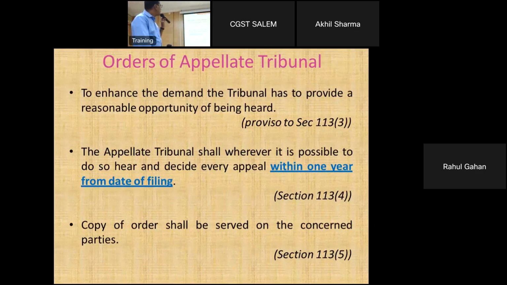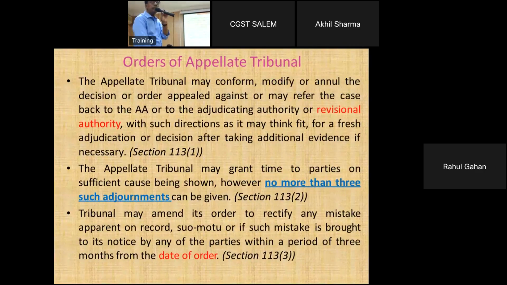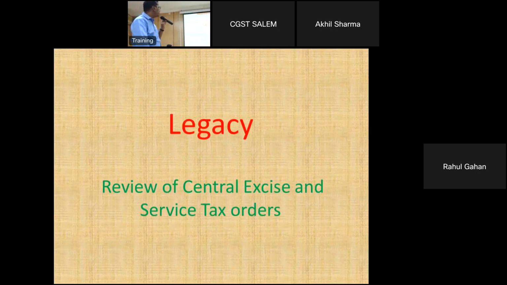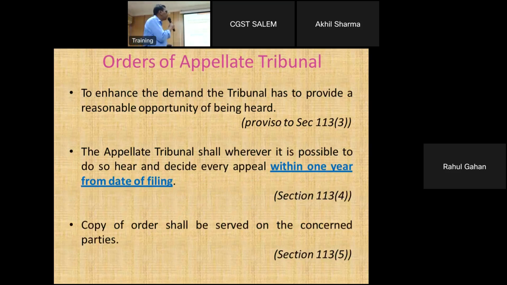If an order is passed, then opportunity should be given. The tribunal has to decide every appeal within 1 year from the date of filing. The 3 adjournments are mentioned, and here it is said within 1 year from the date of filing. That is the same as Commissioner (Appeals). Here also the stay litigation will be there. A copy of the order shall be served on the concerned parties. It is similar to Commissioner (Appeals). That order also has to be reviewed. If it comes to the department, it should be reviewed within 6 months. If it is necessary to file an appeal, we have to file before the High Court.